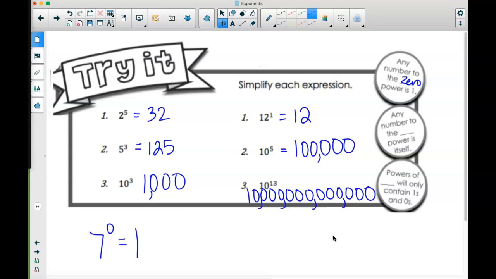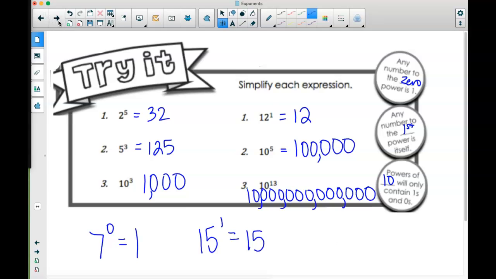Any number to the 1st power is itself, right? If I put 15 to the 1st power, it's just 15. 92 to the 1st power is 92, that type of thing. And powers of 10 will only contain 1s and 0s. So 10 to the 5th power is a 1 with 5 zeros. 10 to the 7th power would be a 1 with 7 zeros. Okay, questions there?